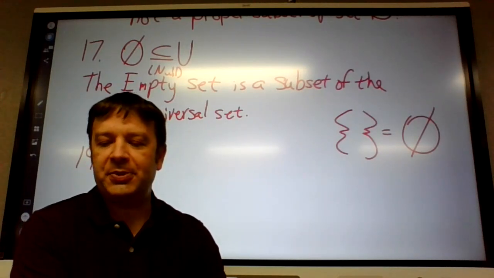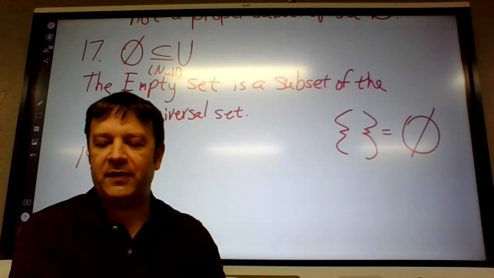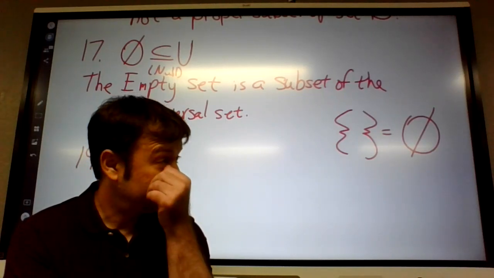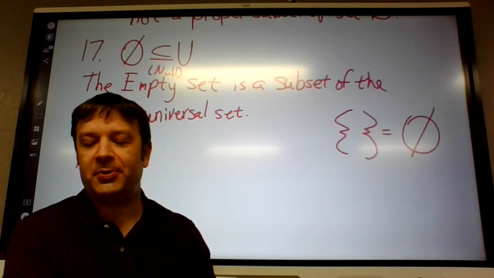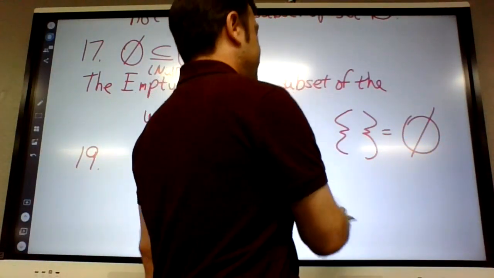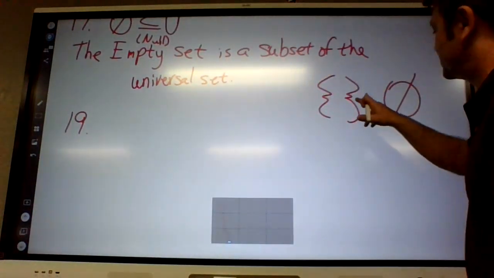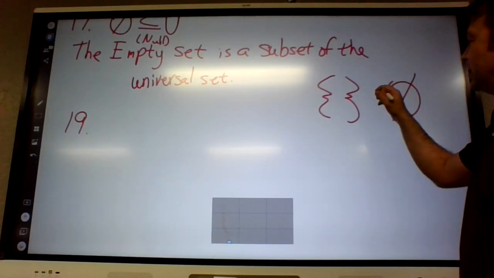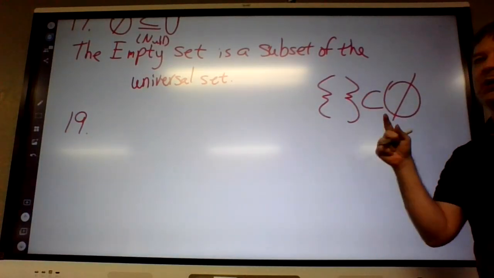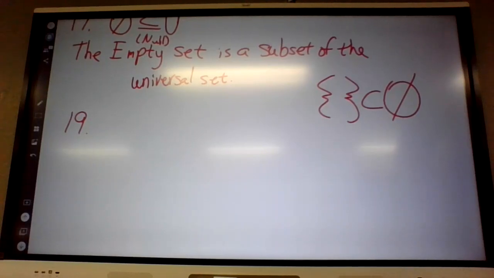19, true or false? The empty set is a proper subset of every set. That's a trick question. That's why we're doing 18, 19. These are kind of trick questions. It's false because this is the one example. A proper subset has to have fewer elements.